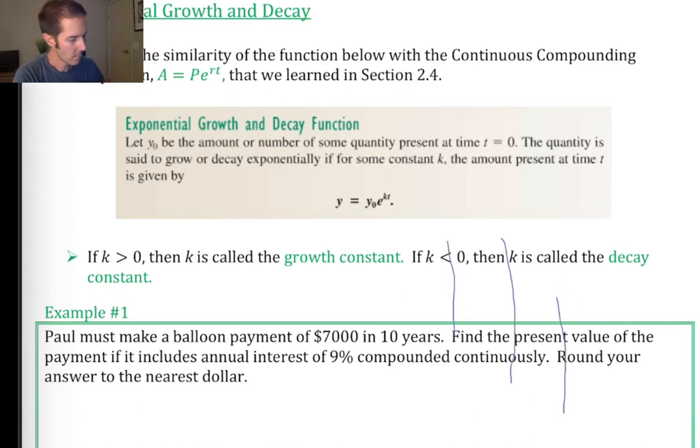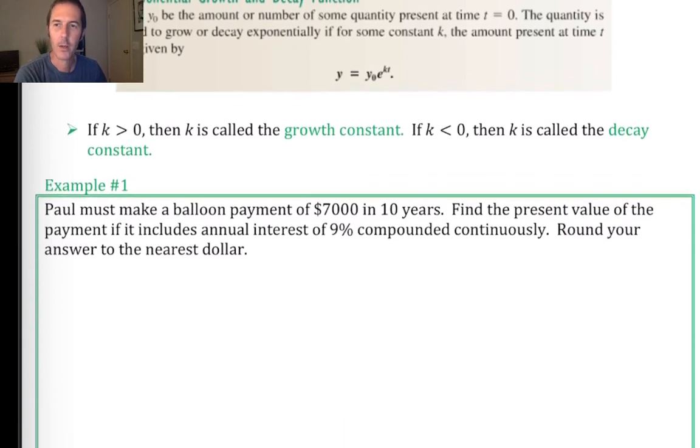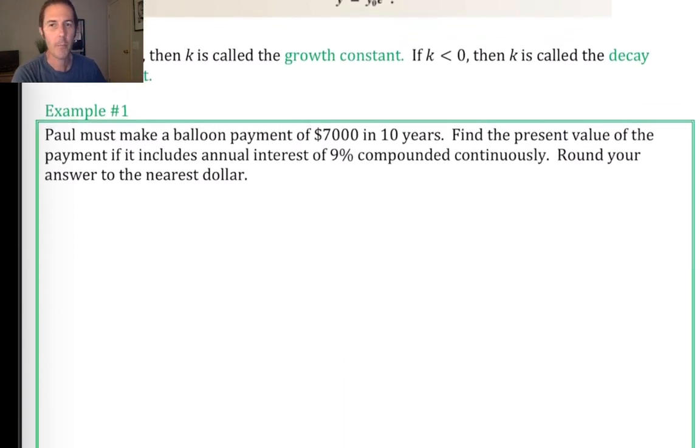Example number 1. Paul must make a balloon payment, which is like a final payment. Maybe you're paying down some debt, but they tell you that once you hit the 10-year mark, if you haven't paid it all off by then, you've got to pay off the entire remaining balance all at once, one final payment. And often that's called a balloon payment.